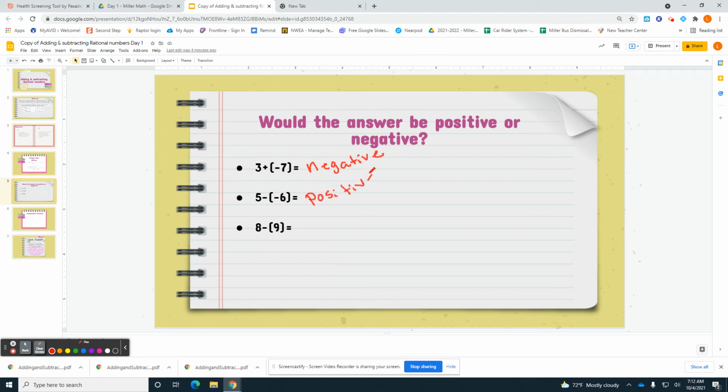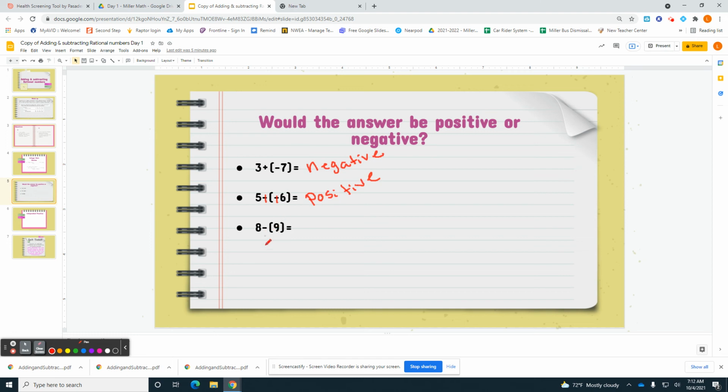Some of you may be thinking, why? Remember when we're subtracting, we keep the first number, we change our subtraction to addition, and then we change the second number to the opposite. The opposite of negative 6 is positive 6. So now I have a positive 5 plus a positive 6. I'm just going to add because they're the same sign, and we keep the sign, so it would be positive.